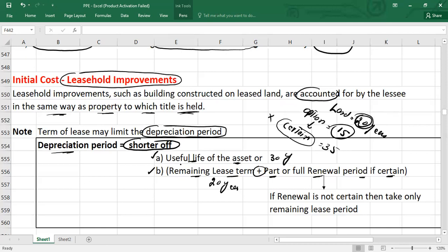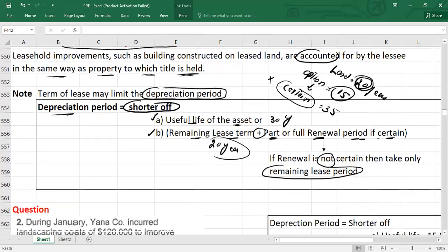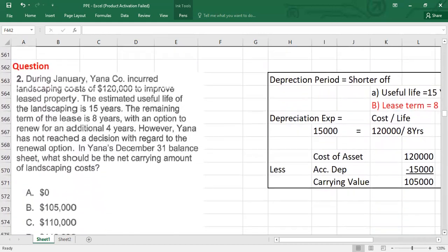So you have to take the shorter of useful life or remaining lease term plus part or full renewal period if certain. If renewal is not certain, then take only the remaining lease period, which is 20 years. So here we have a question. Let's practice the question, what we learned here.